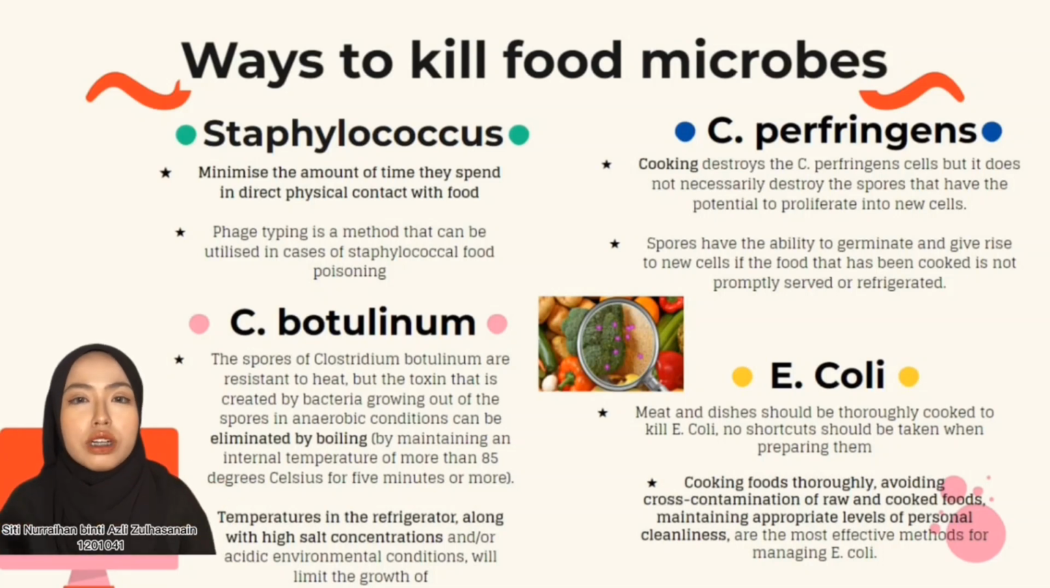Furthermore, the spores of Clostridium botulinum are resistant to heat, but the toxin that is created by bacteria growing out of the spores in anaerobic conditions can be eliminated by boiling, for example by maintaining an internal temperature of more than 85 degrees Celsius for 5 minutes or more.